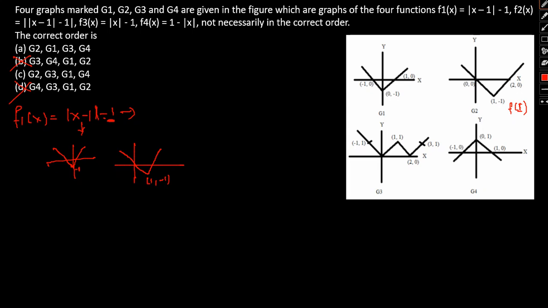Now let's focus on the function f2. So f2 basically says mod of mod x minus 1 minus 1. As you can see, there are two modulus functions, so this graph will not have any negative value, because even if it had a negative value, it will be inverted one more time. So easily we can see G3 is the correct option over here. So G3 will be f2. So that actually eliminates option A as well.